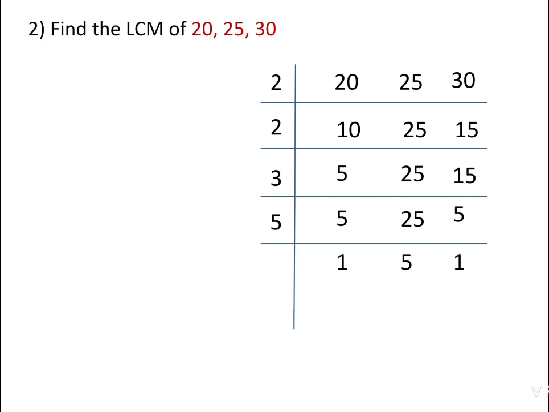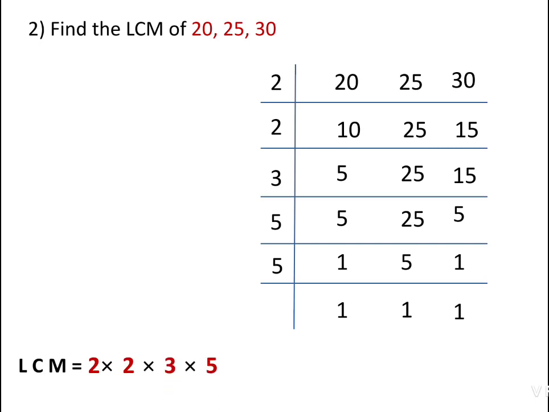Next we change only the 5. The other ones we write as they are. Then 5, how many? 1 here. Then 1, 1, 1. So the last step is 1, 1, 1. Now we can stop. Then find the LCM: 2 into 2 into 3 into 5 into 5. When we multiply these five numbers, we get 300 as the answer.